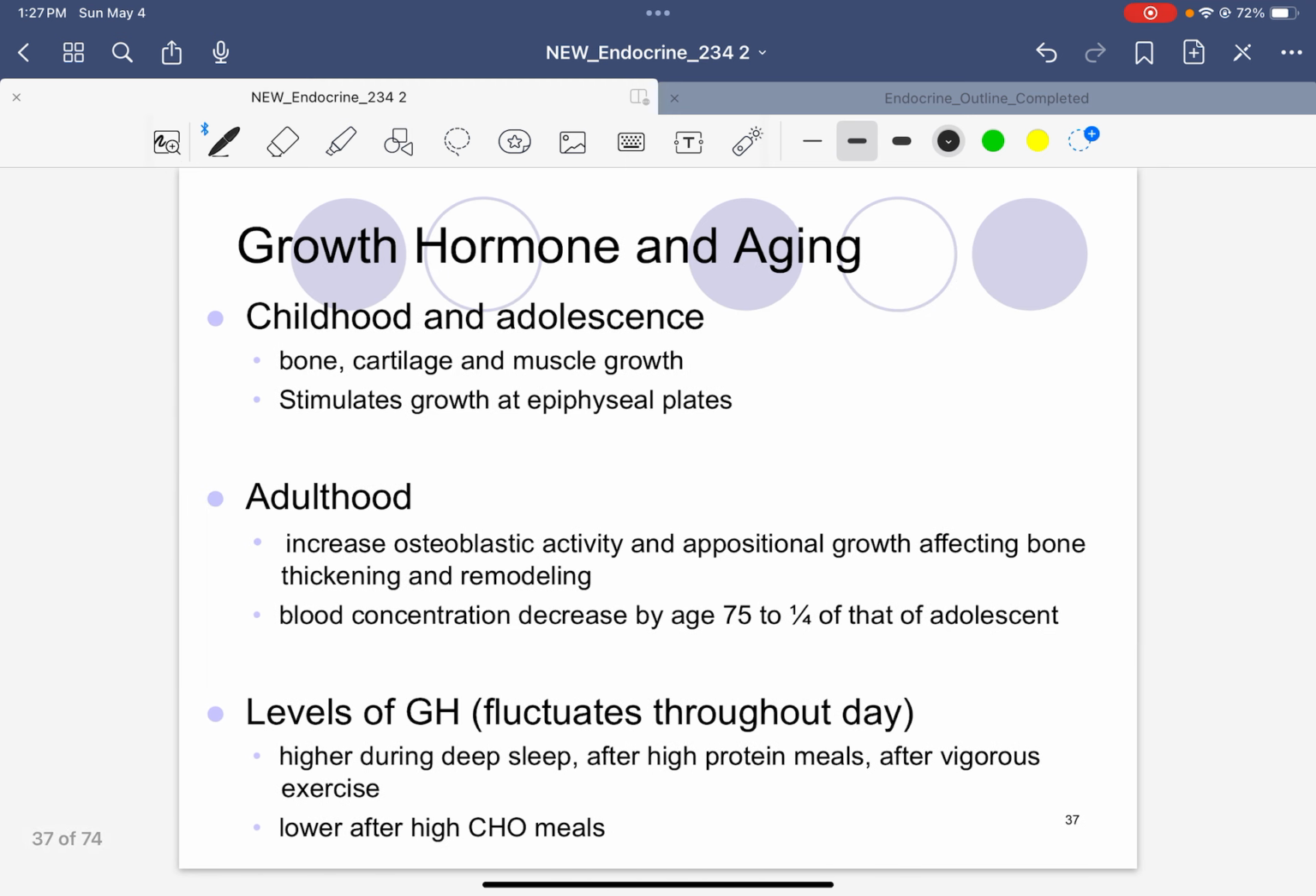There's some extra information about growth hormone that you don't have to know. The levels do fluctuate. It is a diurnal hormone, which means it's highest when you're sleeping and in the morning, and it will lessen throughout the day.